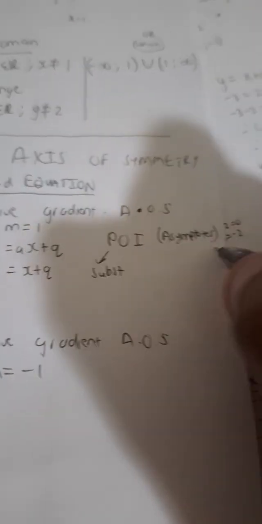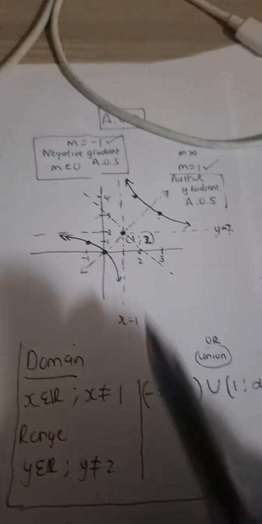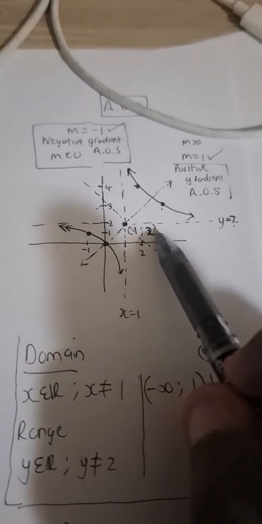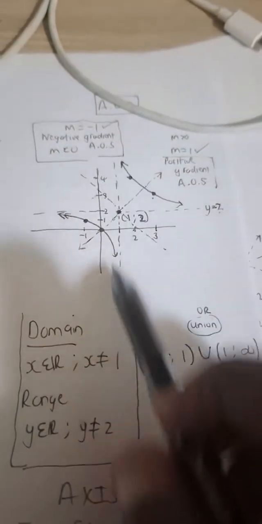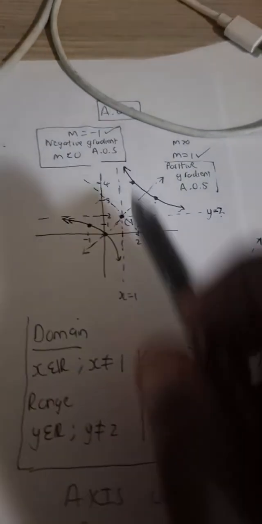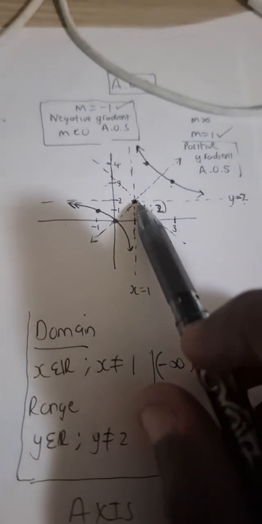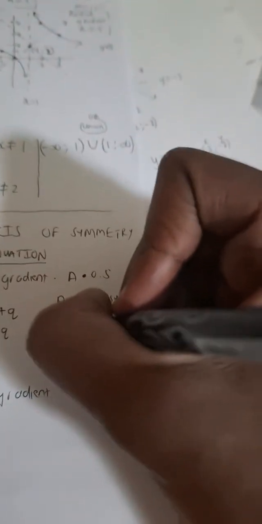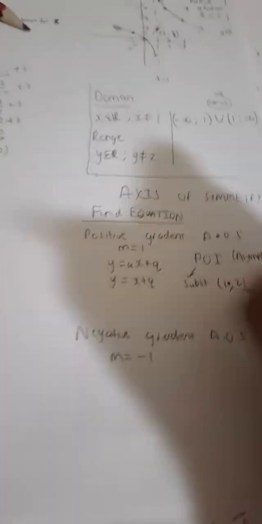So we can substitute the point of intersection of the asymptotes. What is the point of intersection of the asymptotes given our sketch here? Our horizontal asymptote was y = 2, so the y coordinate of the point of intersection is positive 2. Our vertical asymptote was x = 1, which means the x coordinate of the point of intersection is 1. So we have the point (1; 2). Let's go substitute them.